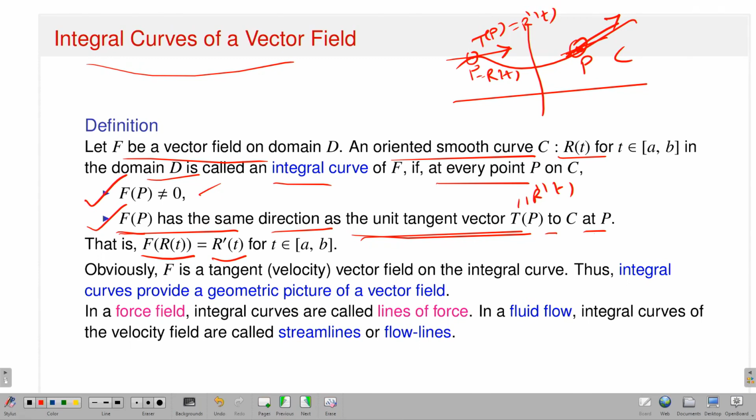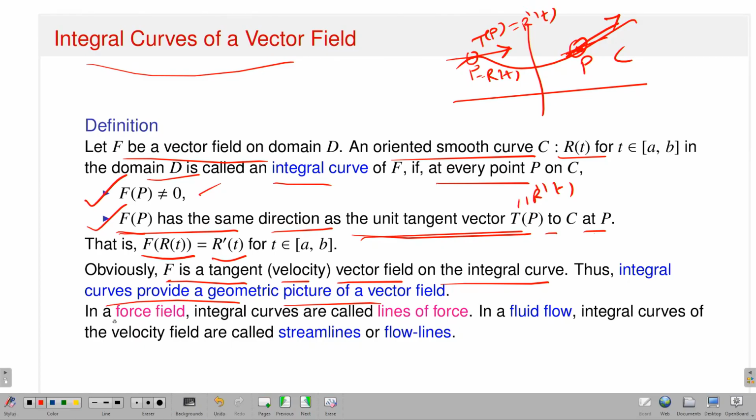If these things happen, then I will say that the corresponding curve C is an integral curve. Obviously, since I am talking about the tangent, capital F is a tangent or velocity vector field on the integral curve, and thus integral curves provide a geometric picture of a vector field, because at each point on the curve I have a corresponding vector, which is nothing but the tangent vector.